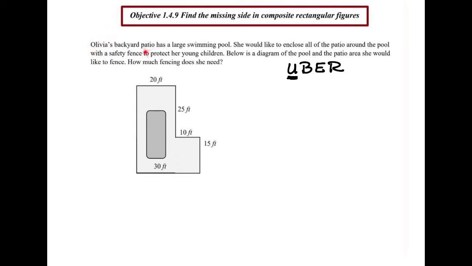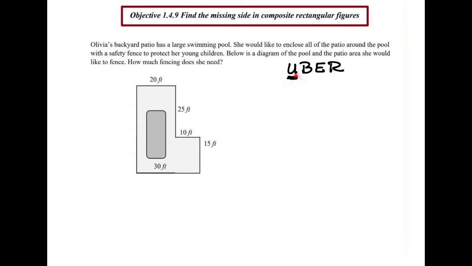So Olivia's backyard patio has a large swimming pool. She would like to enclose all of the patio around the pool with a safety fence to protect her young children. Below is a diagram of the pool and the patio area she would like to fence. So how much fencing does she need? So this part in here is the pool, and here is the fencing that she's going to use.